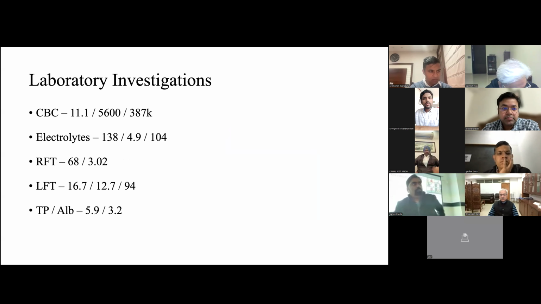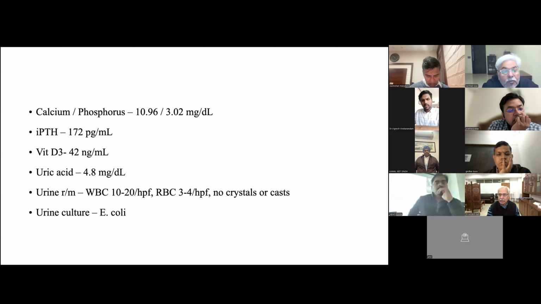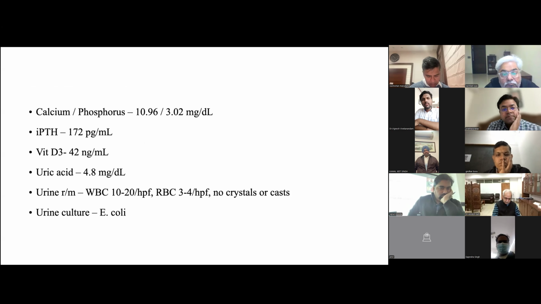So at present, post parathyroid surgery, when this history was being taken, his creatinine was 2.1. Electrolytes were in the normal range. His calcium was 9.5 with a PTH level of 55. Okay. And culture was sterile. Okay.